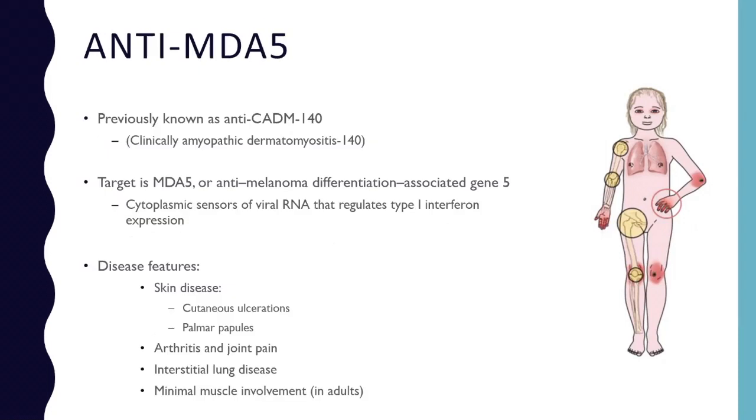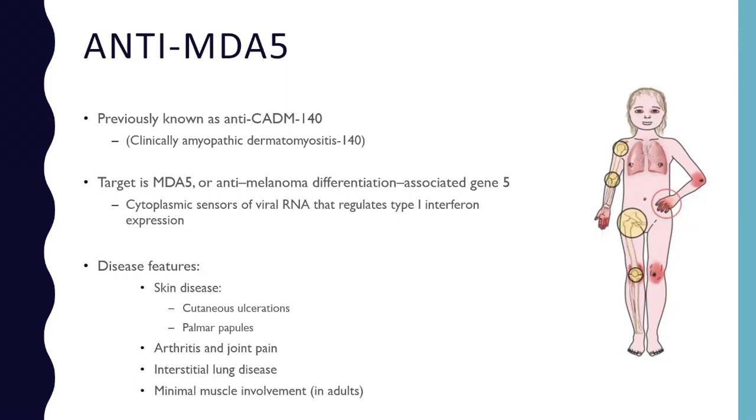So this autoantibody was also previously known as anti-CADM140, which stands for clinically amyopathic dermatomyositis 140. And the reason why is that it was originally described in adults, and in these adults, they did not have any muscle involvement. So in adult patients that have this autoantibody, they classically have little muscle involvement. And the same is actually not true of children. Children much more often have muscle involvement with this autoantibody.